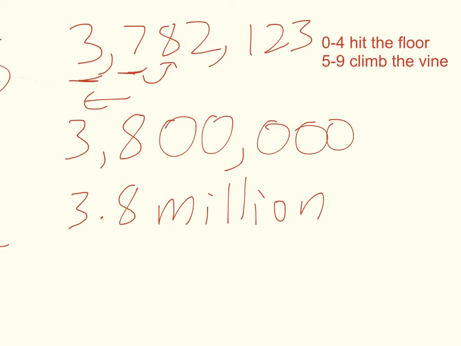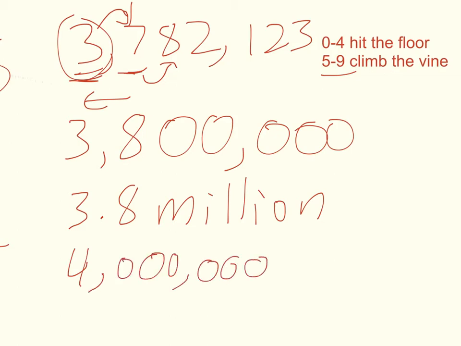You could also round this to the nearest millions place. To do that, you would just look again at that 7. You'd go next door to the 3. The 7 is 5 to 9, climb the vine, so the 3 becomes greater, and you say it's 4 million. And that would be your number.